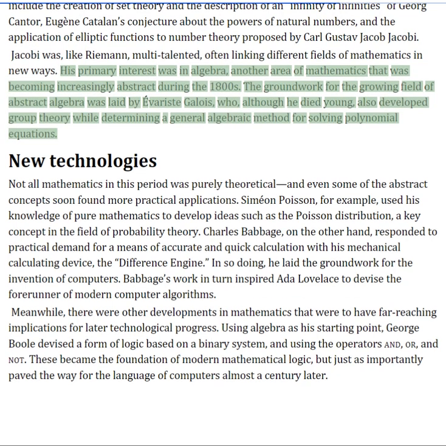His primary interest was in algebra, another area of mathematics that was becoming increasingly abstract during the 1800s. The groundwork for the growing field of abstract algebra was laid by Évariste Galois, who, although he died young, also developed group theory while determining a general algebraic method for solving polynomial equations.